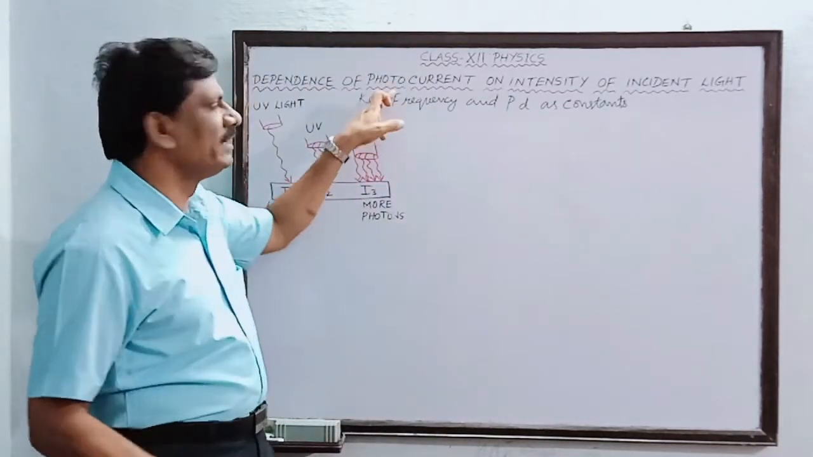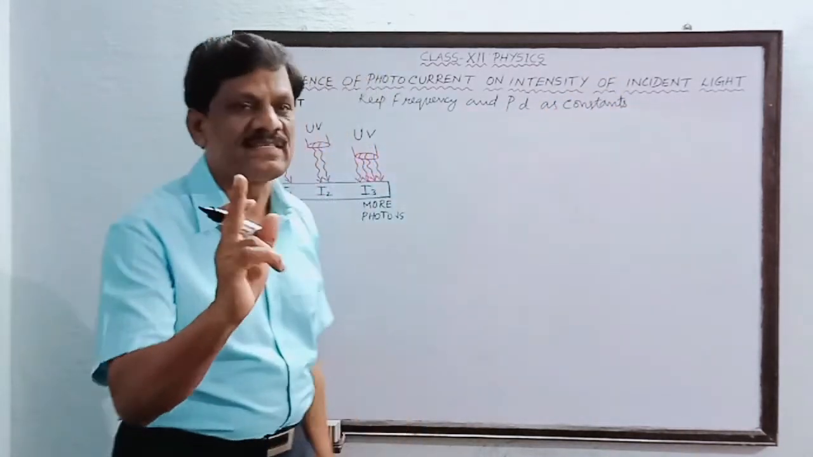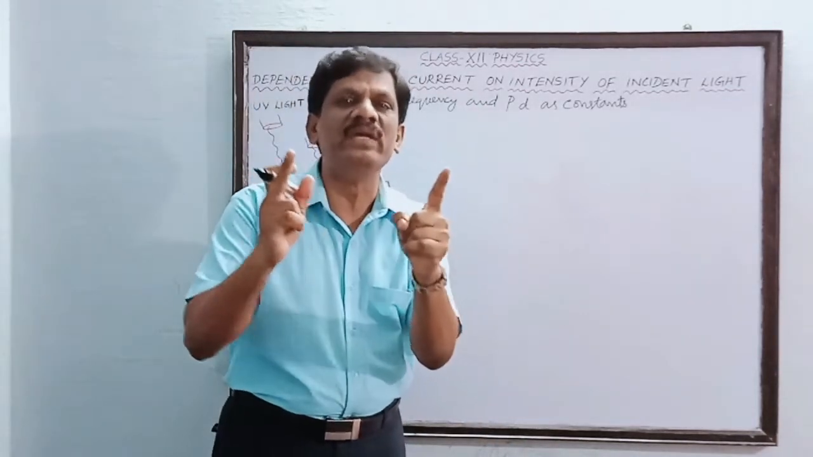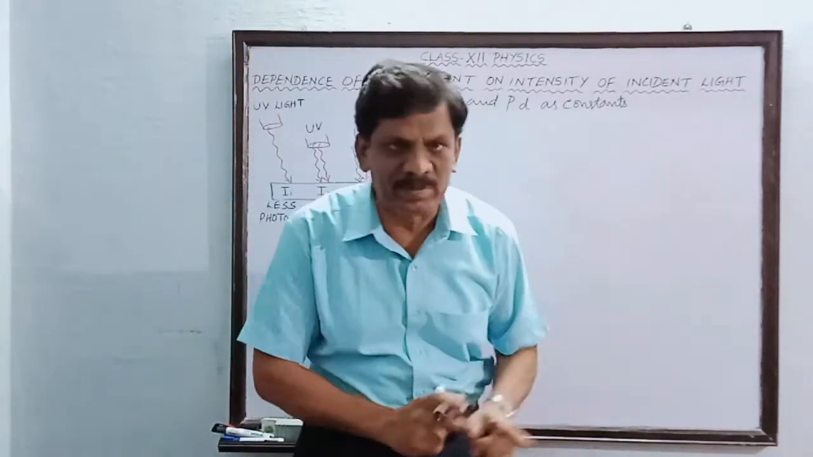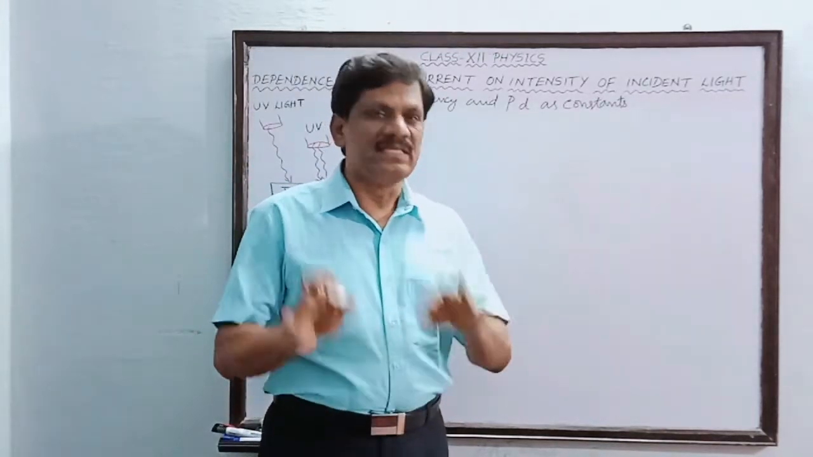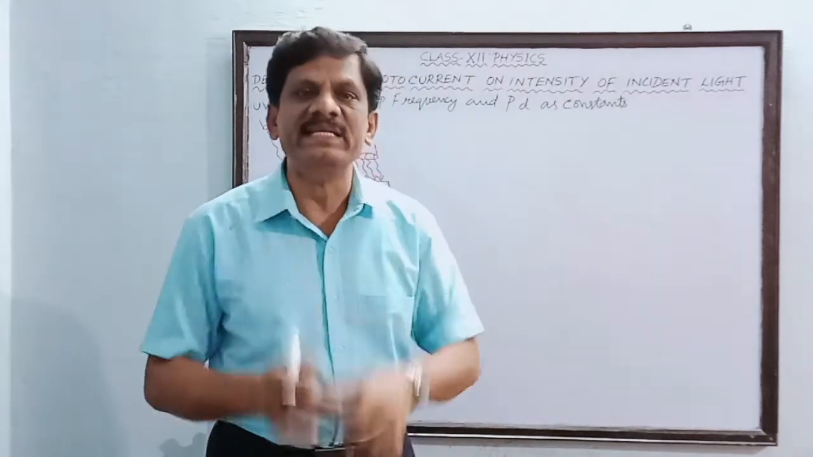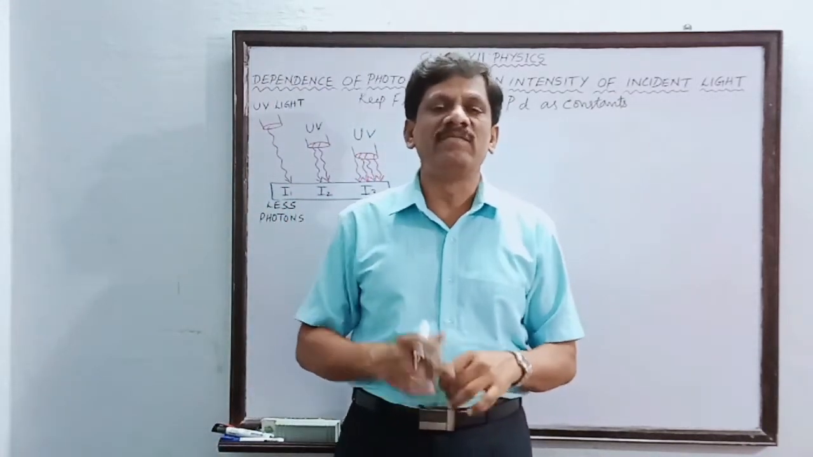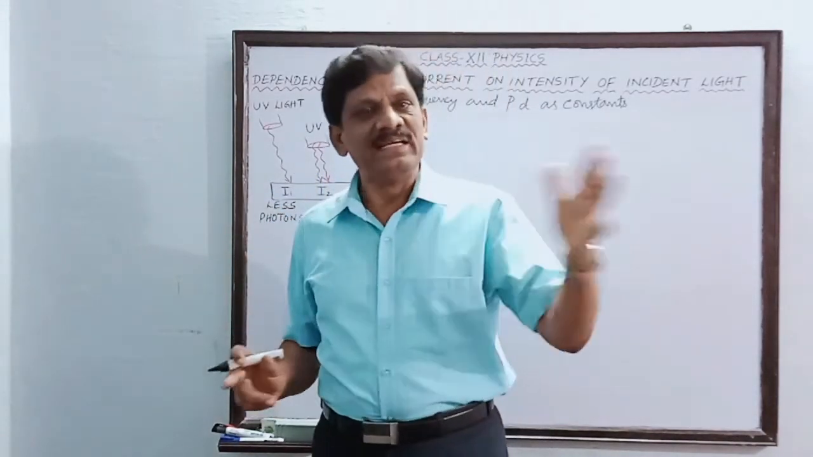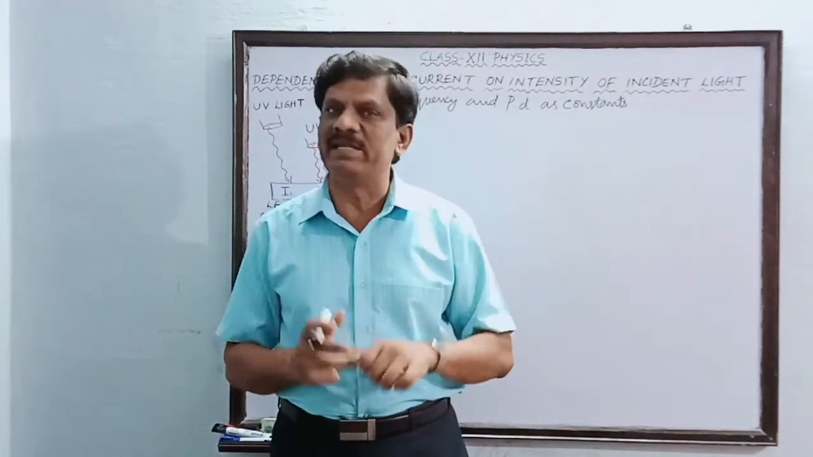Since we want to study the dependence of photoelectric current only on the intensity of light, the other factors such as the frequency and the applied potential difference between the emitter plate and the collector plate, the voltage between the cathode and the anode, these two are fixed as constants. Then how do you vary the intensity? I told you, you vary the intensity by keeping the source of light at various distances, so that the number of photons incident per second per unit area varies.